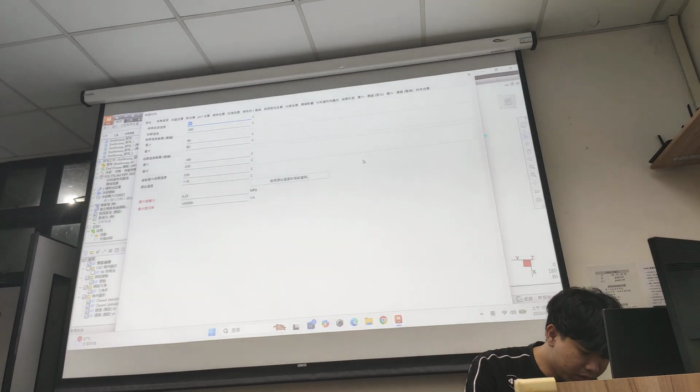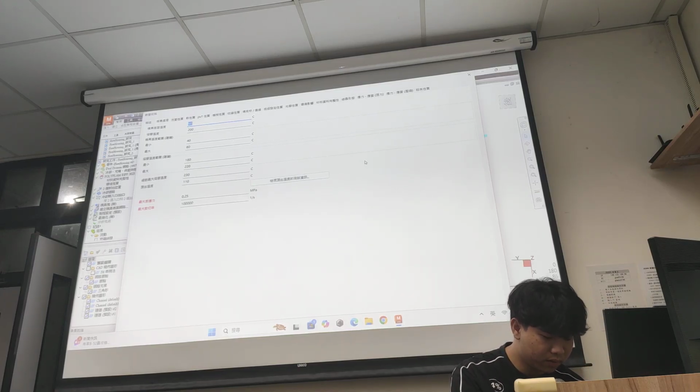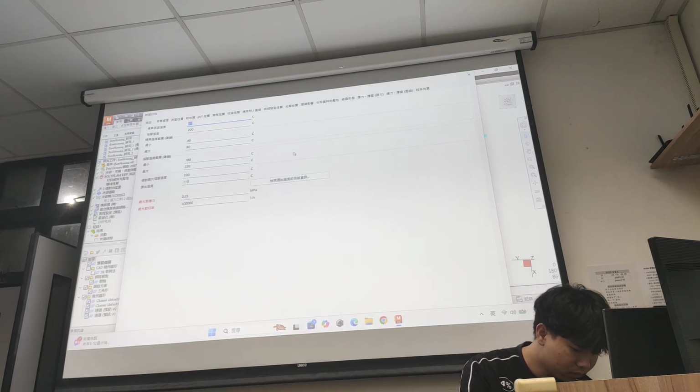Temperature. For the temperature we are using a surface temperature of 60 degrees Celsius and melt temperature of 200 degrees. The recommended range is 40 to 80 degrees for the model and 180 to 220 degrees for the melt.